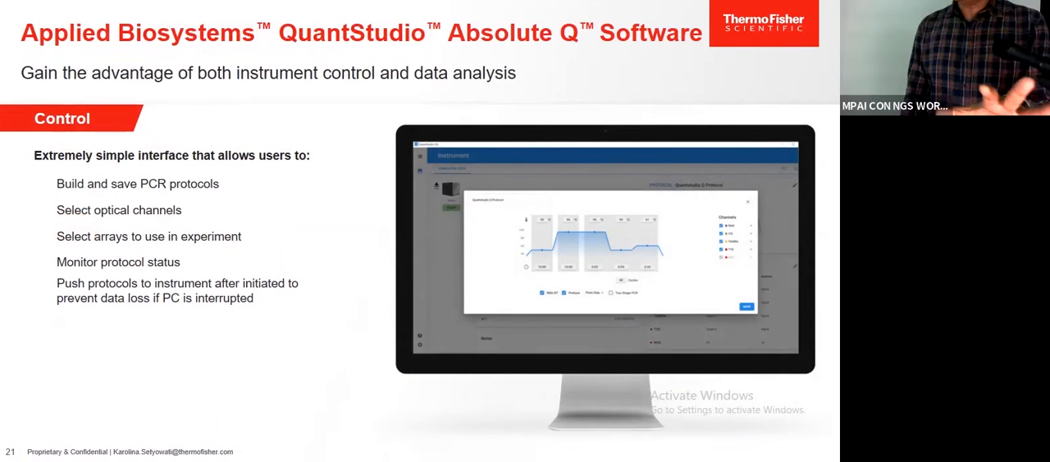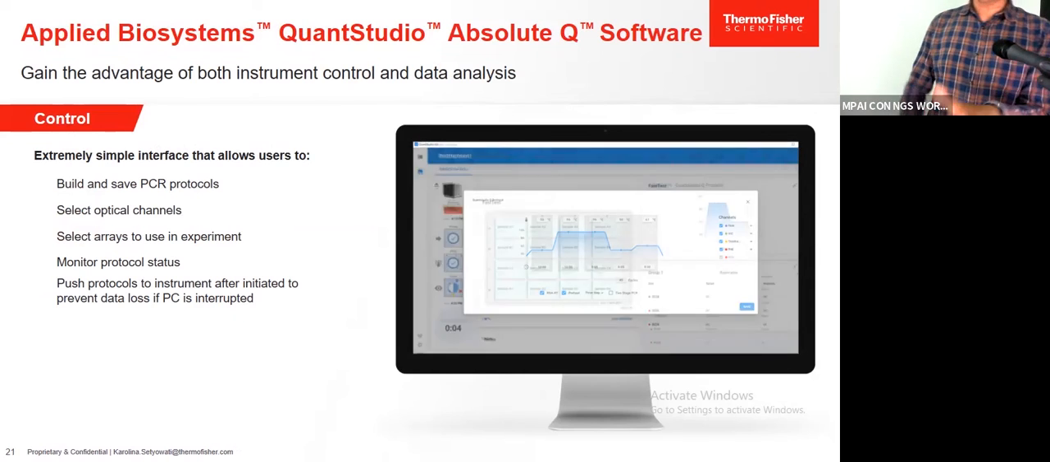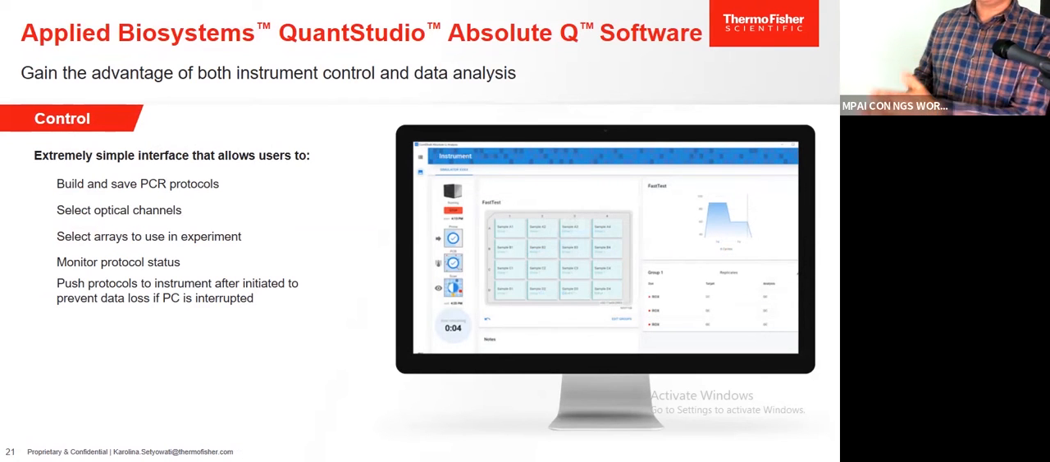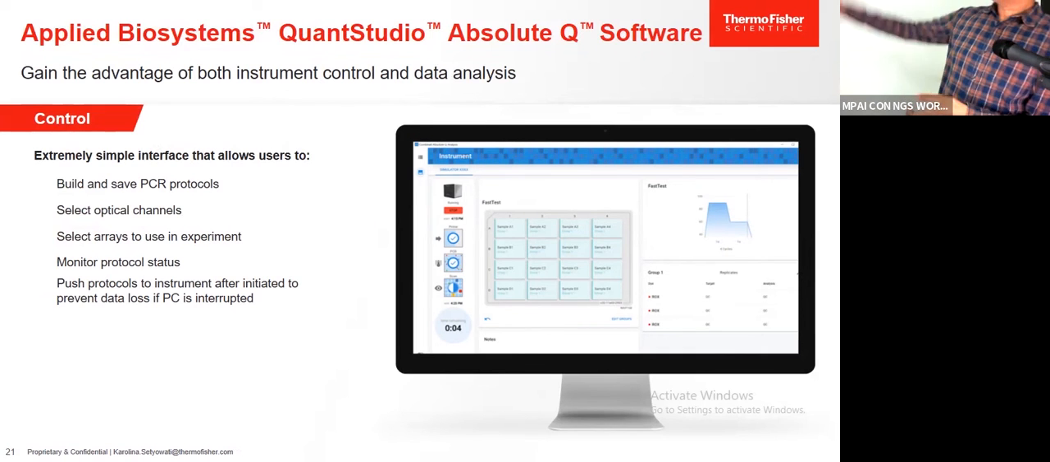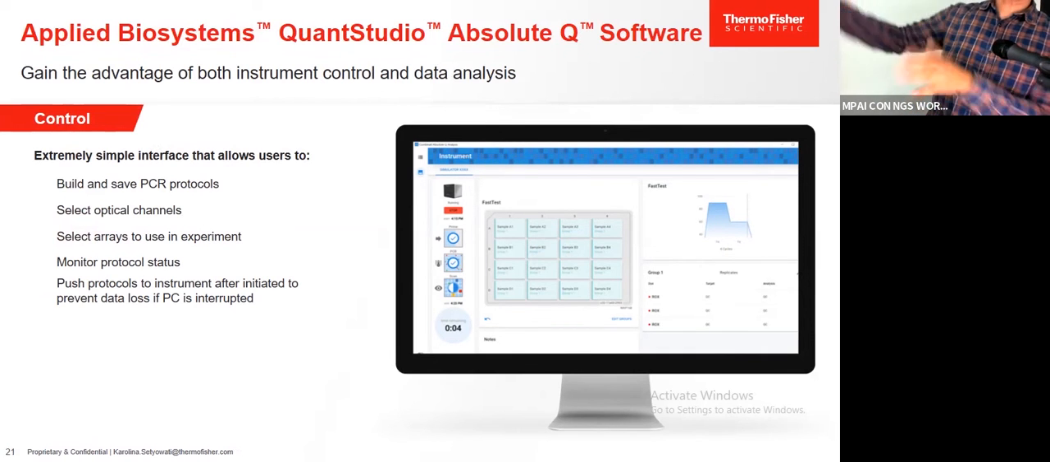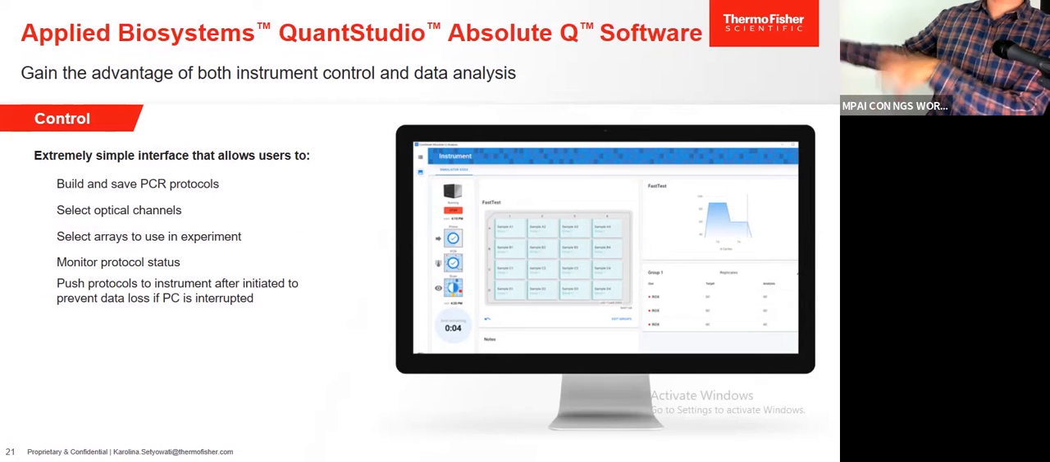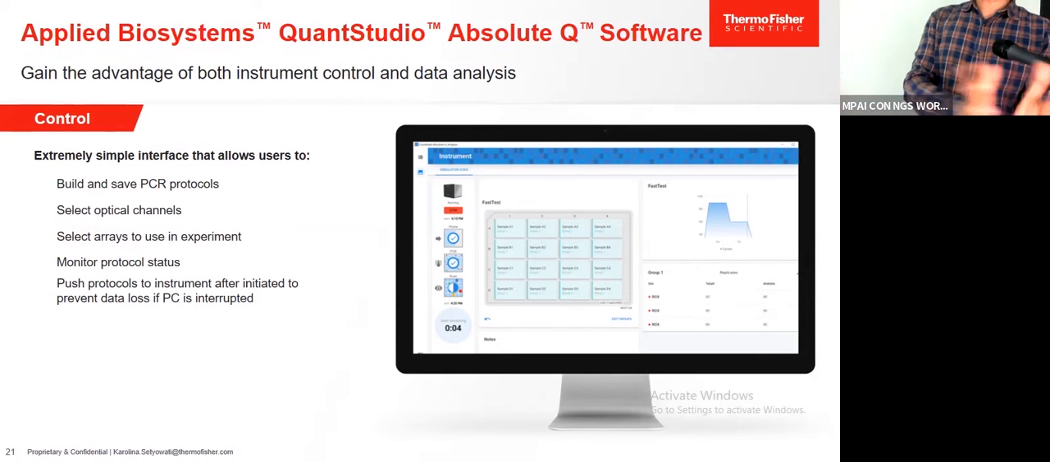As far as the software is concerned, all the features that are required for setting up the protocols are available. You can modify them also. You can upload the protocols also, and when you set up the run, it gives you the time also. This is the time that it is going to take for the completion of the run, which means you can go and do some other work at the same time.